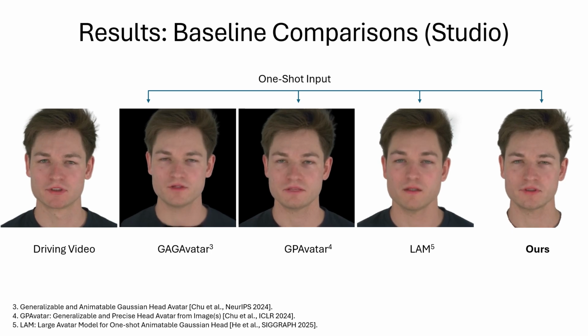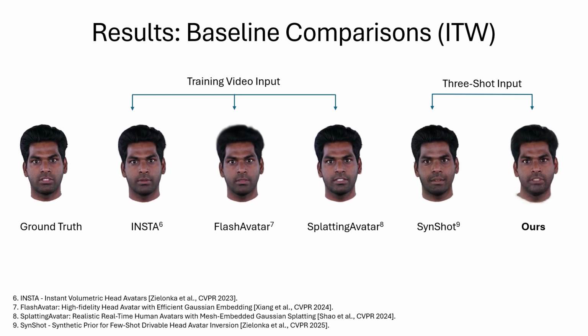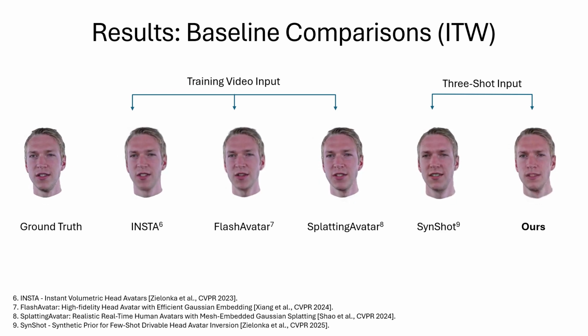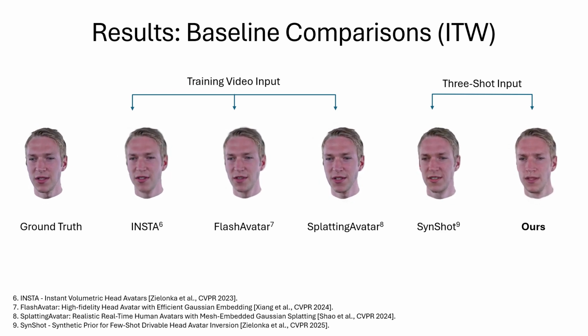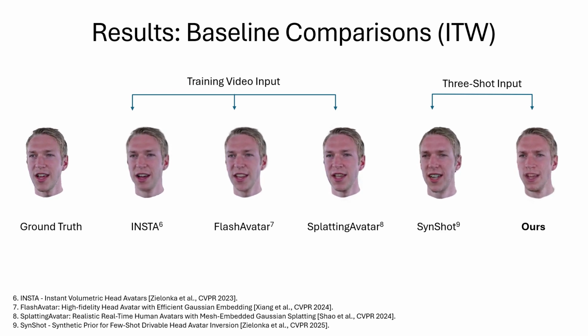Here we show a comparison based on in-the-wild video data. While INSTA, FlashAvatar, and SplattingAvatar require an entire video to recover the 3D avatar, CorShot and ours are only based on 3 images. Despite this difference in data requirements for the enrollment, our method achieves similar high-quality results with an expressive mouth region.